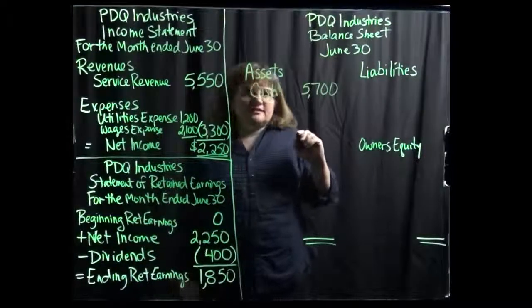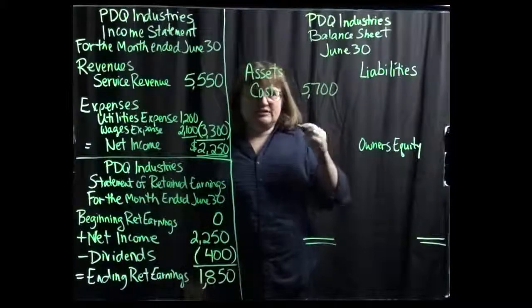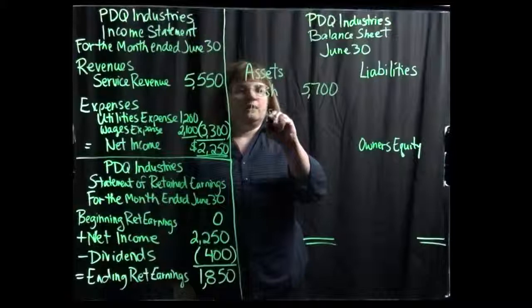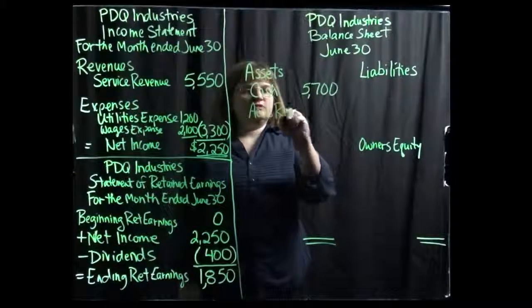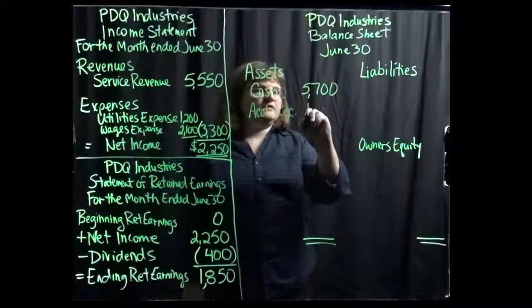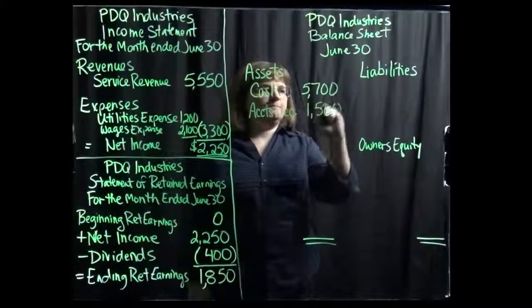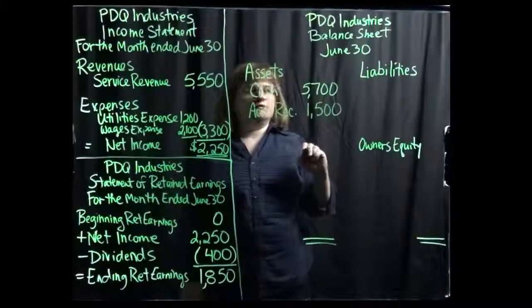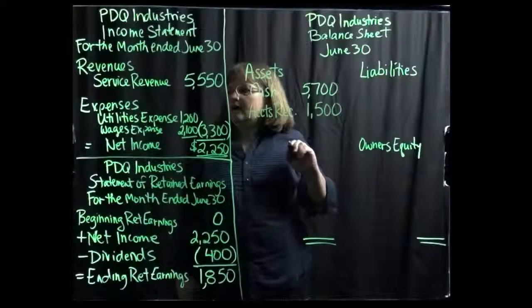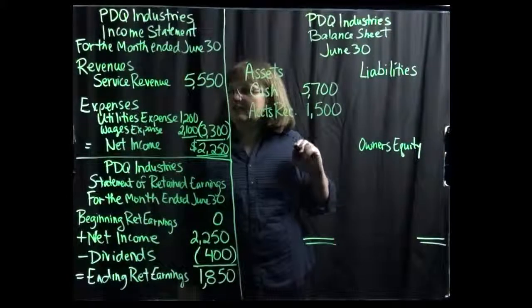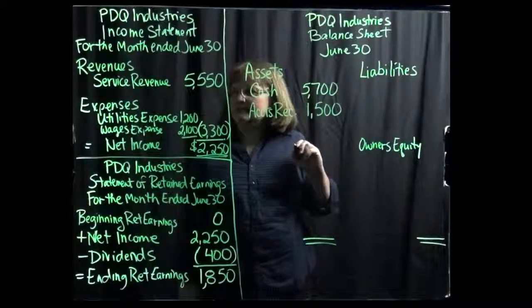Accounts receivable is usually the next closest to cash, because all we have to do is collect it from our customers. So we're going to put in our accounts receivable, and the balance of accounts receivable that we were given in our list is $1,500. Then we're going to put in, let's see, what other assets do we have? It looks like everything else is probably long-term assets.